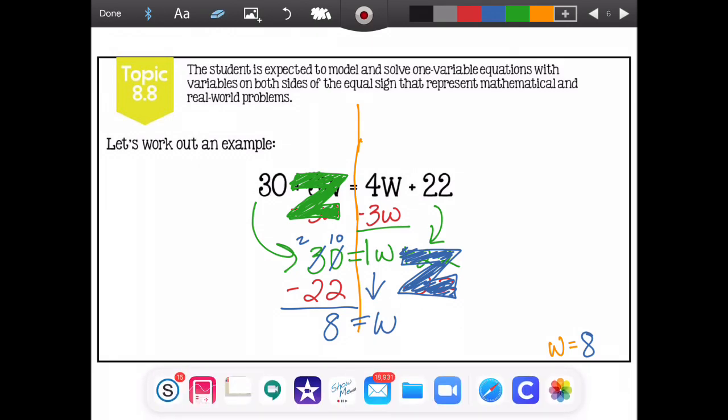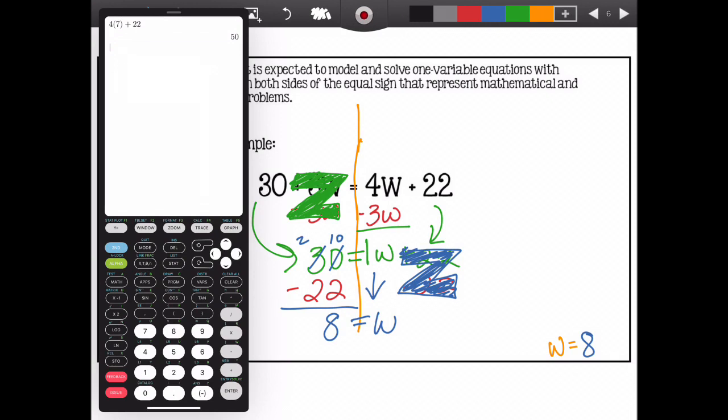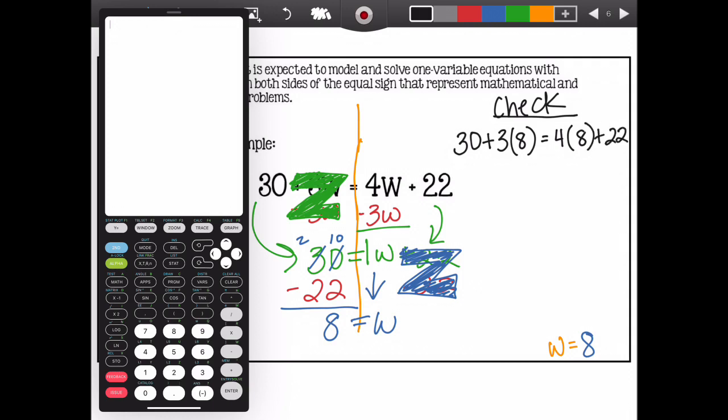So again, I'm going to put it on my calculator. Okay. So here what I'm doing, guys, is I'm taking my solution 8 and plugging it back into the original equation to check my solution. And again, you always want to check your solution. So wherever I see a w, I'm going to substitute it with 8. So back to my original equation, 30 plus 3 times 8 equals 4 times 8 plus 22. So where there was a w, I substituted 8 to see if our solution is going to work.